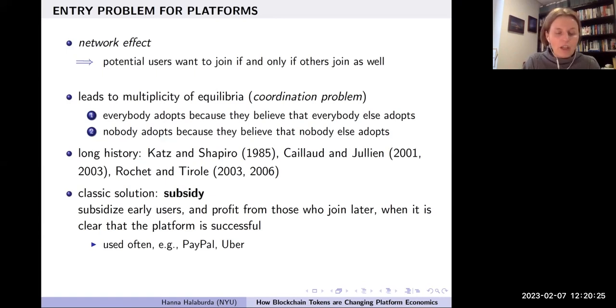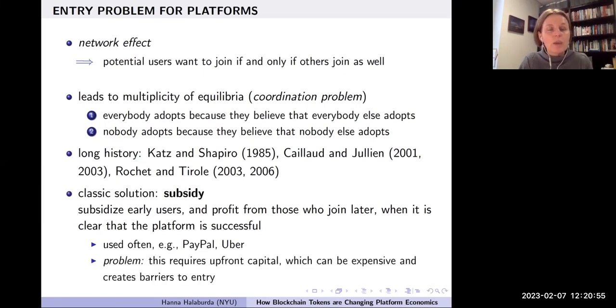So my favorite ones are PayPal and Uber, because they basically would give you a $10 credit if you join the network. So if you're an early user of PayPal, you would get $10 to spend. And similarly, Uber, if you set up an account, they would give you $10 to spend on rides. And they were basically paying for it because you did not need to pay for this $10, and somehow it needed to be paid. So it is a very successful strategy.